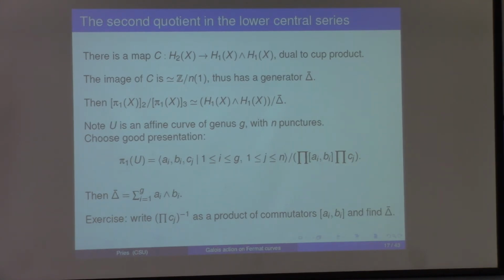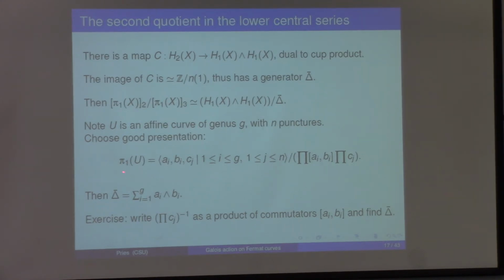And why is only one thing trivialized? There's a map from H2 of X to H1 of X wedge H1 of X, which is dual to the cup product. It's the image of that map which goes to 0. So how do we understand what that one thing, delta bar, is?